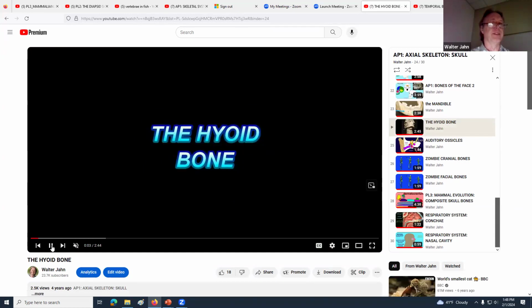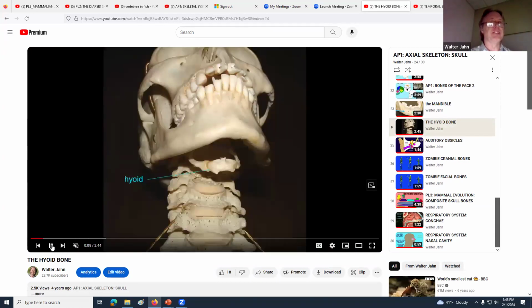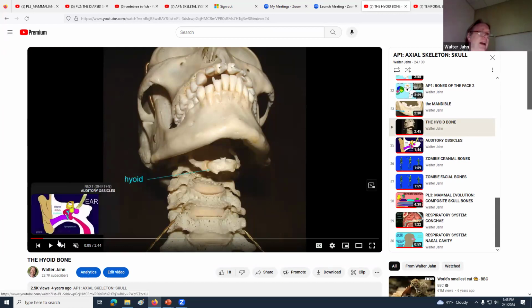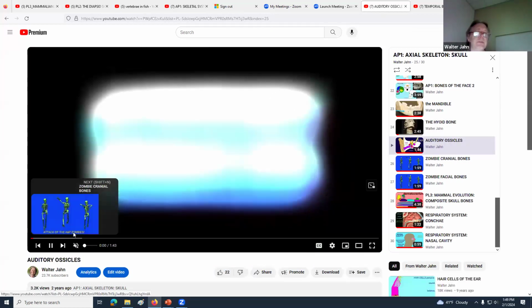One more bone of the skull. So the skull is made of the cranium, the face, and then if you wanted to add, we could add those middle ear bones. That would be made a separate category. If you wanted a fancier name, maybe auditory ossicles. And then the final one is this bone over the larynx called the hyoid bone.